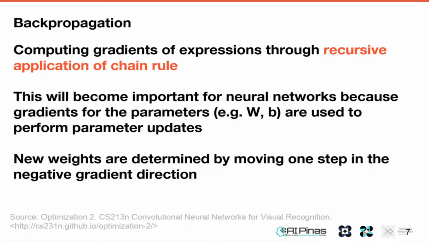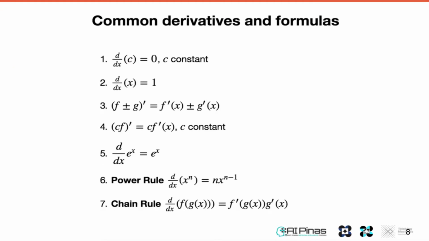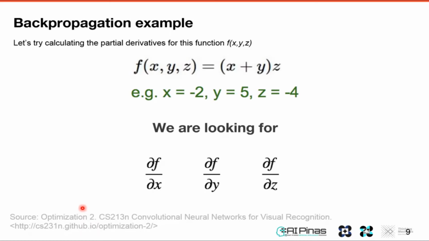For the next exercise, we'll be using these common derivatives from calculus. Feel free to pause this video to review this slide. To show how backpropagation works, let's start with this simple example. You are given the function f of x, y, and z equals the quantity x plus y times z, along with the given values x equals -2, y equals 5, and z equals -4. And we want to find the gradients of f with respect to each of these variables. We'll denote the gradients by partial derivatives.